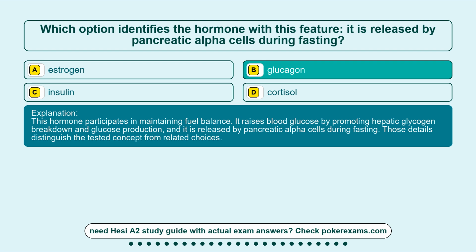This hormone participates in maintaining fuel balance. It raises blood glucose by promoting hepatic glycogen breakdown and glucose production, and it is released by pancreatic alpha cells during fasting. Those details distinguish the tested concept from related choices.